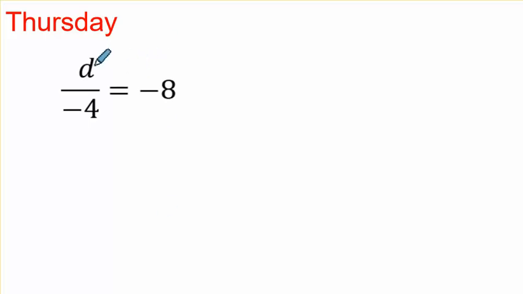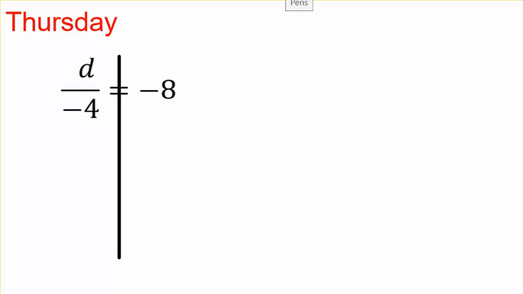So we have d divided by -4 is equal to -8. Our goal is to figure out what this d has to be. So you know the first step, we draw our river. I'm just going to draw a vertical line straight through the equal sign.